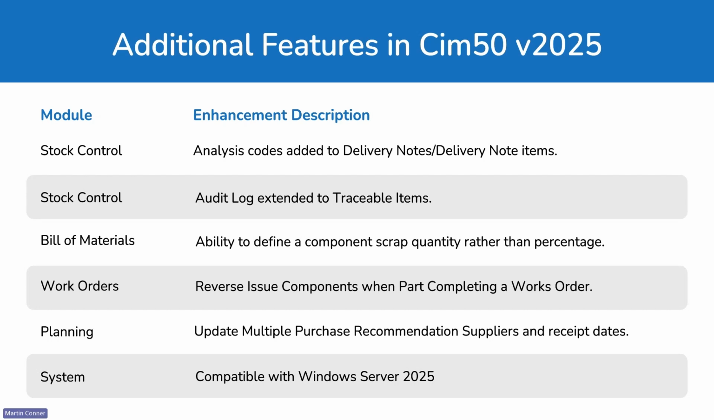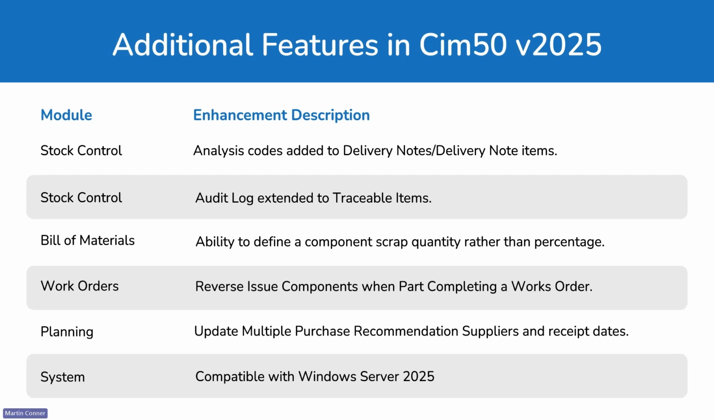Works orders: when you're part completing a works order, regardless of the quantity, so you've got that checkbox on a works order, you're making 100 initially, but you've only ended up with 90. You now have the option to return the unused components. It will prompt you and say, do you want to return the unused components? Okay, you don't have to, but it'll give you the option rather than you having to go and reverse issue those items prior to completing the works order.